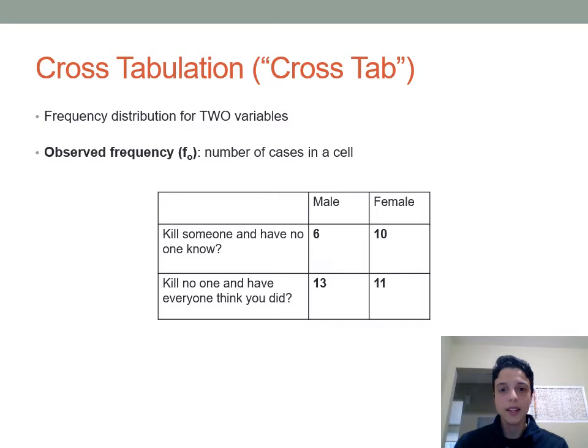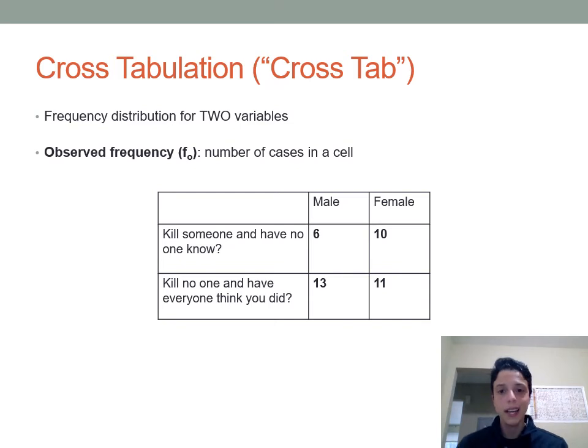The bottom row there, you can see of the males in the class, 13 said they would rather kill no one and have everyone think they did, and 11 females in the class said that they would rather kill no one and have everyone think they did. So when we talk about a relationship between variables, we're talking about whether there's any pattern of results in how people responded or in how the observations are distributed across two different variables.